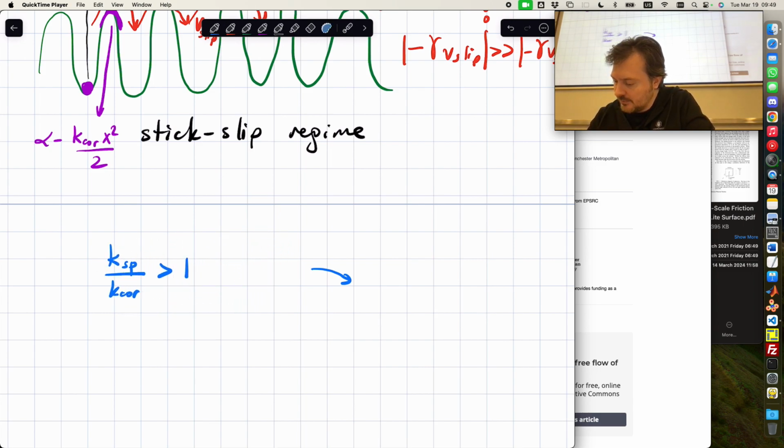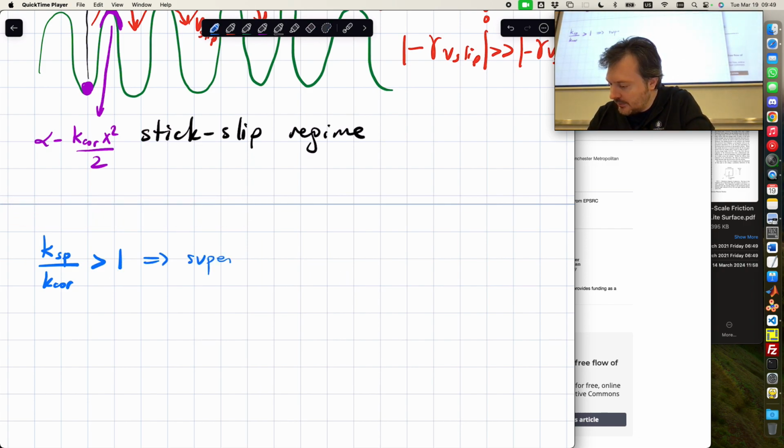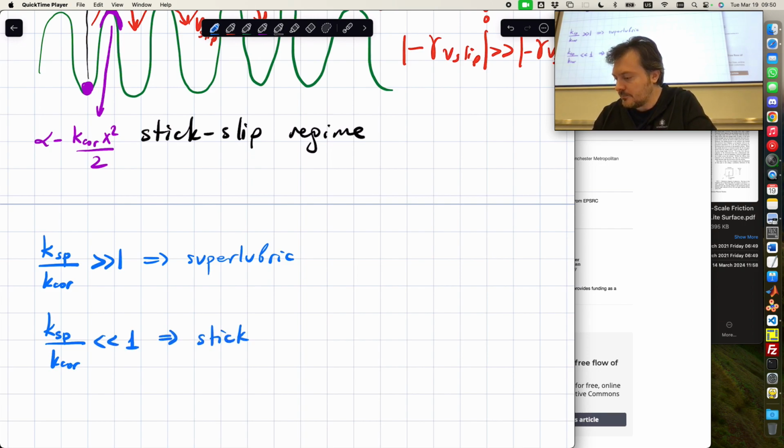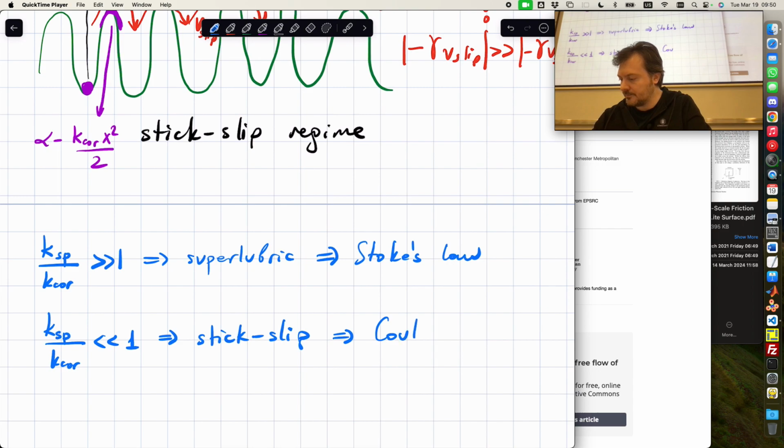Superlubric regime, very good. Then you are in the superlubric regime. Should I call it like this so that it's clearly over there? Spring over K corrugation is much less than 1, then you are in the stick-slip regime. Okay. Here you obey whose law? Stokes' law. Here you obey Coulomb's law.